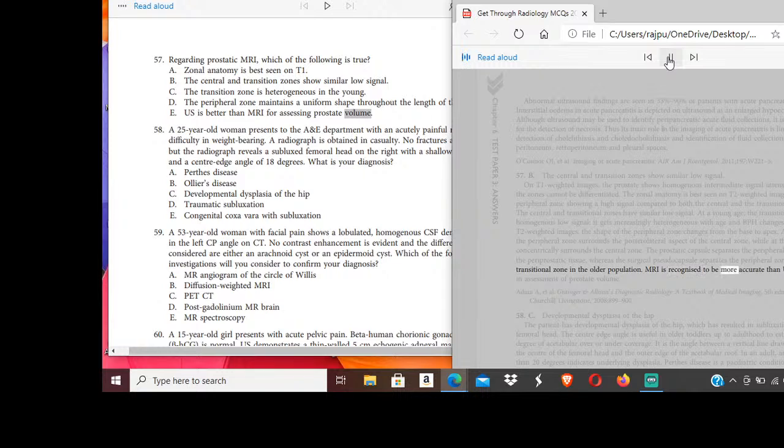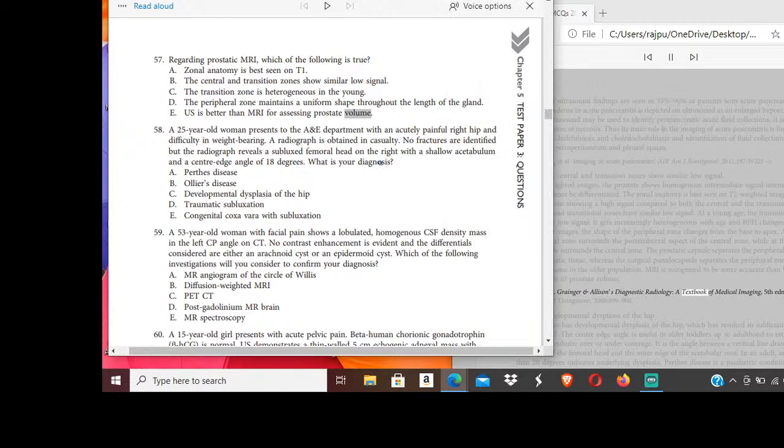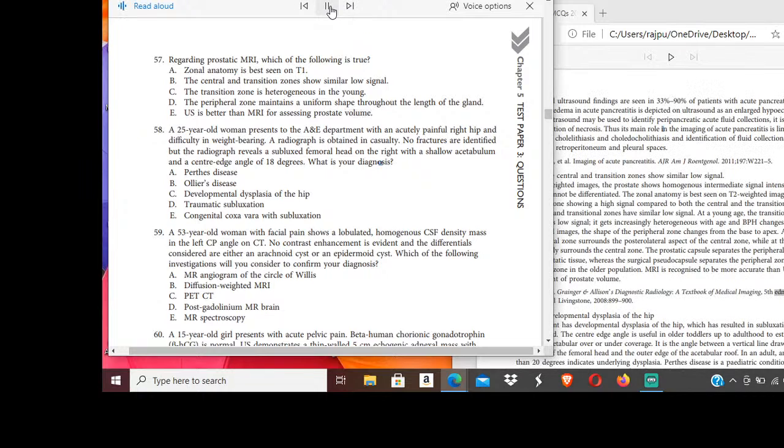MRI is recognized to be more accurate than US and CT in assessment of prostate volume. Adam A., et al. Grainger and Allison's Diagnostic Radiology: A Textbook of Medical Imaging, 5th ed.